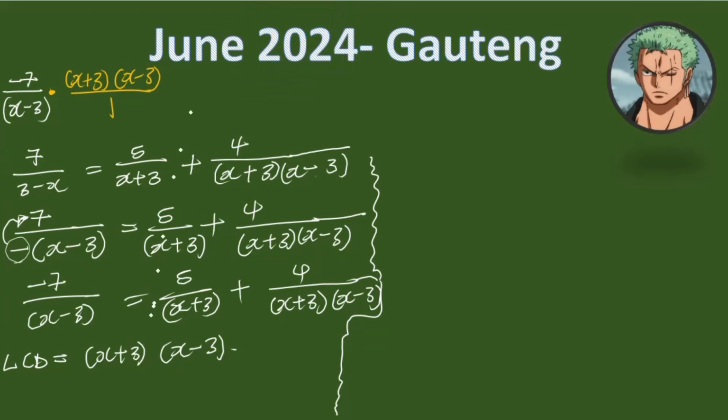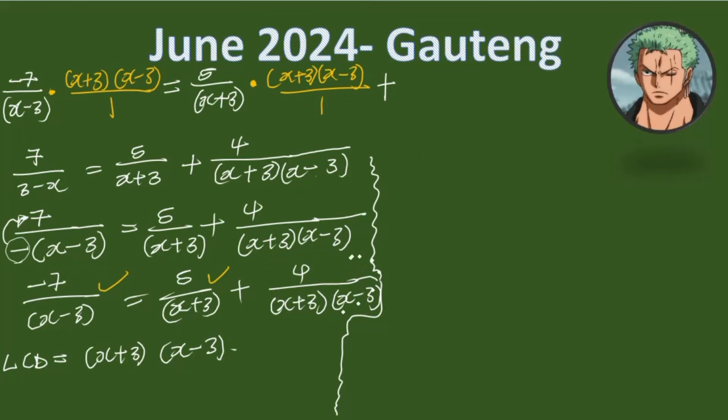Then I go to the next guy, which is, I have equal sign here. And then I have this guy, which is 5 all over x plus 3. What do I do to this guy? I also multiply him with the LCD. So I have x plus 3 and x minus 3 all over 1. All right, done with this guy. And then I go to the next guy, plus. See this plus here? I write this guy down, which is 4 over x plus 3 and x minus 3. What do I do with this guy? I multiply him with the LCD also, which is x plus 3 and x minus 3.